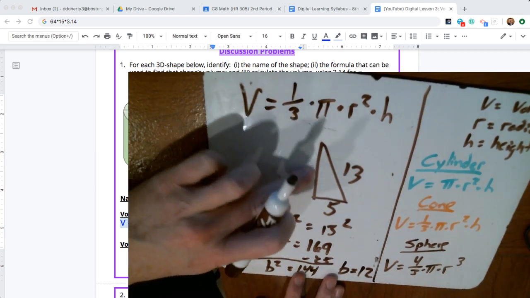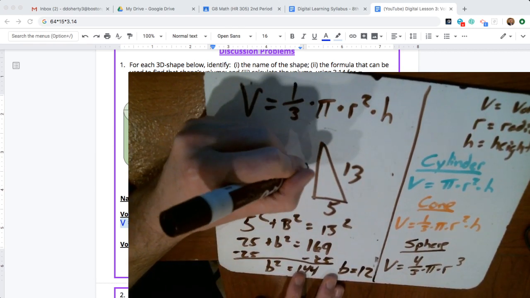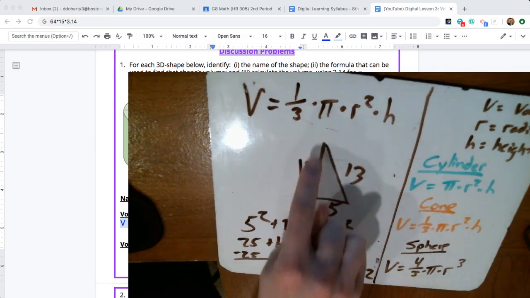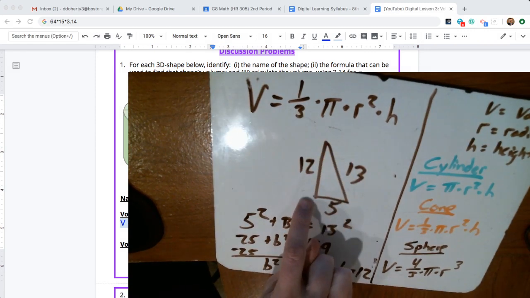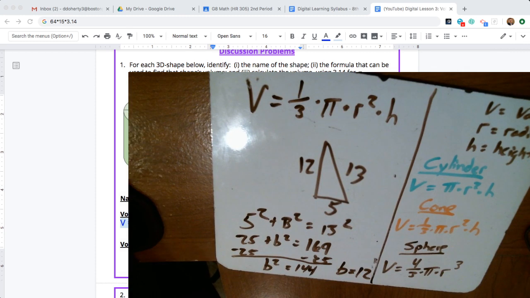So the really tricky thing to see for this cone was that the height is actually going to be 12, and the radius is going to be 5. So again, the height is going to be 12, based on the Pythagorean theorem. The radius is going to be 5. And then once we know that, our volume formula of 1/3 times pi times radius squared times height could be used.